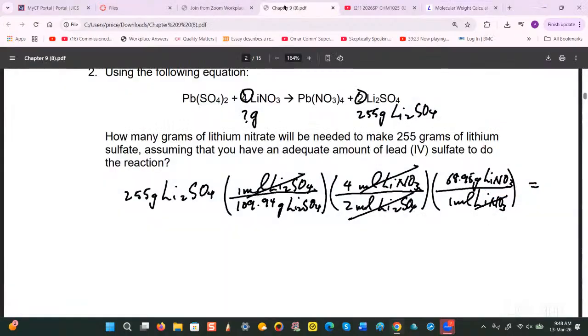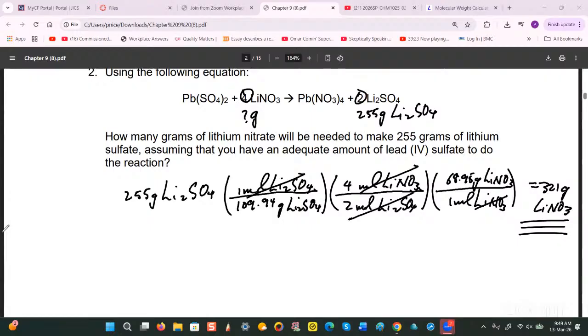So let's see what that gives. 255 divided by 109.4 times 4 divided by 2 times 68.95. And according to my calculation, again, please check to make sure I'm doing the right thing, I got 321 grams of lithium nitrate. And that's how that is done. All right? Any questions about this one? Okay, moving along.